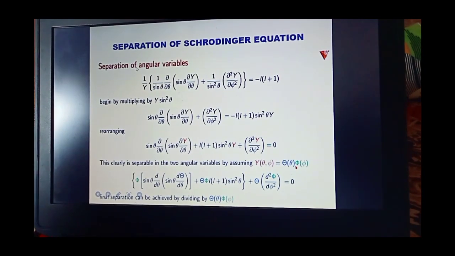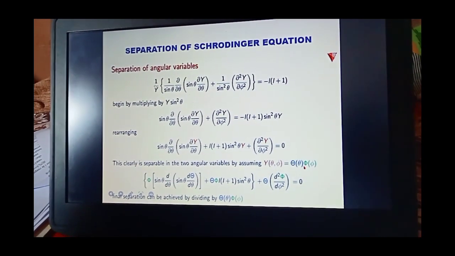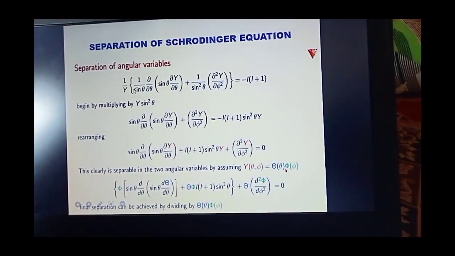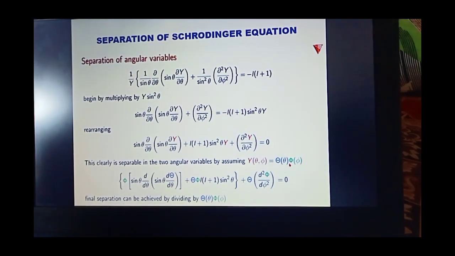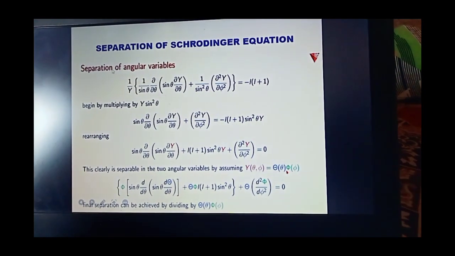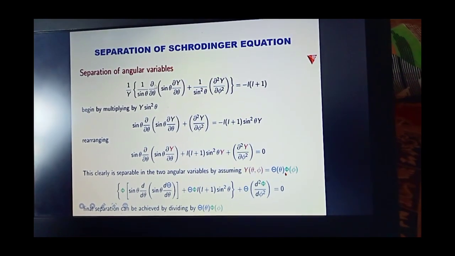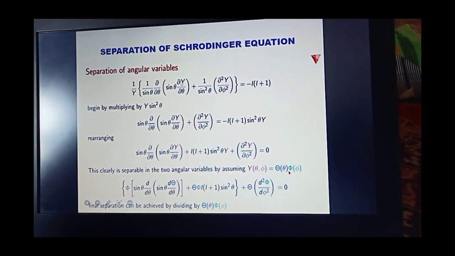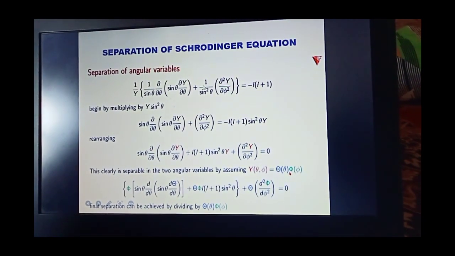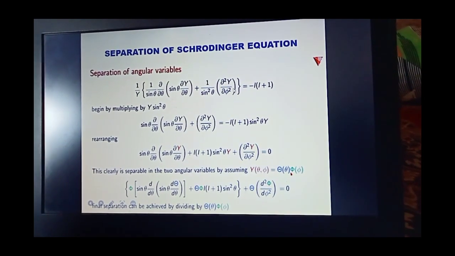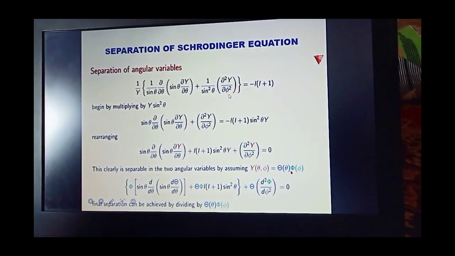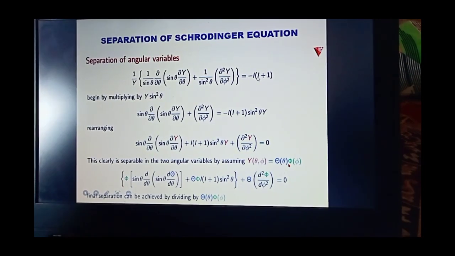Another separation, of the angular variables, is 1/Y. We separate out the theta and phi equation: (1/Y)[(1/sinθ) ∂/∂θ (sinθ ∂Y/∂θ) + (1/sin²θ) ∂²Y/∂φ²] = −L(L+1).